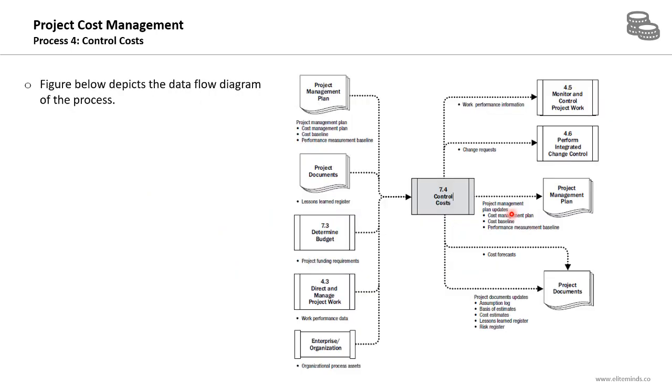The data flow diagram of the control costs process is showing that we will need inputs from the project management plan, from the project documents, and the outputs of the determine budget, direct and manage project work, and the enterprise or the organization are all inputs to the control costs process. The outputs of this process, like the work performance information, will be an input to the monitor and control project work. The change requests should be processed through the perform integrated change control process, in addition to some updates to the project management plan components and the project documents.